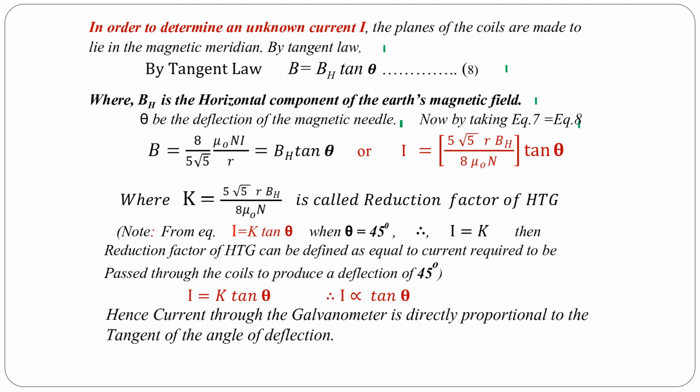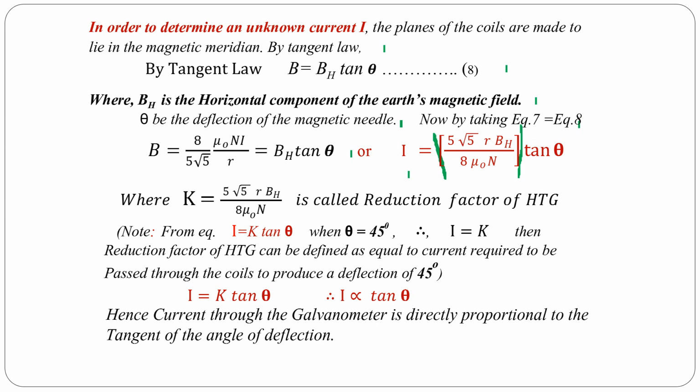Then combining these two, we can write B is equal to 8 mu naught N I divided by 5 root 5 R is equal to BH tan theta. Or by solving this for current I, we can write I as 5 root 5 R into BH divided by 8 mu naught N into tan theta.